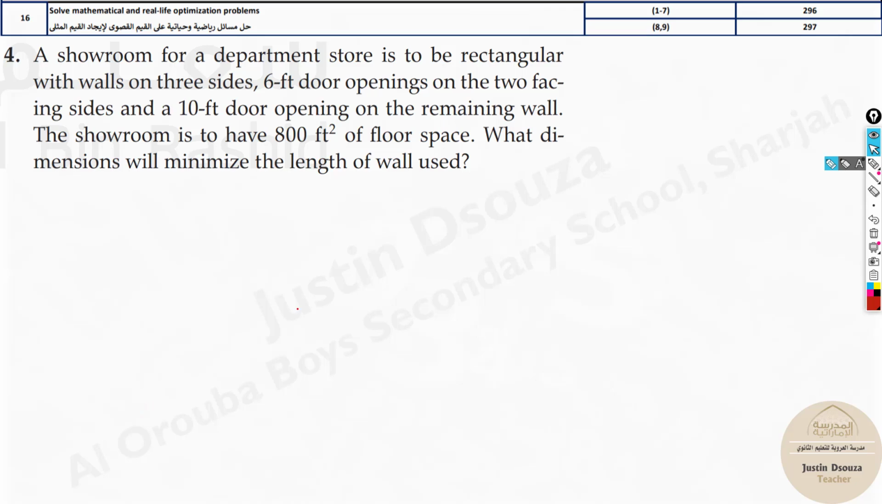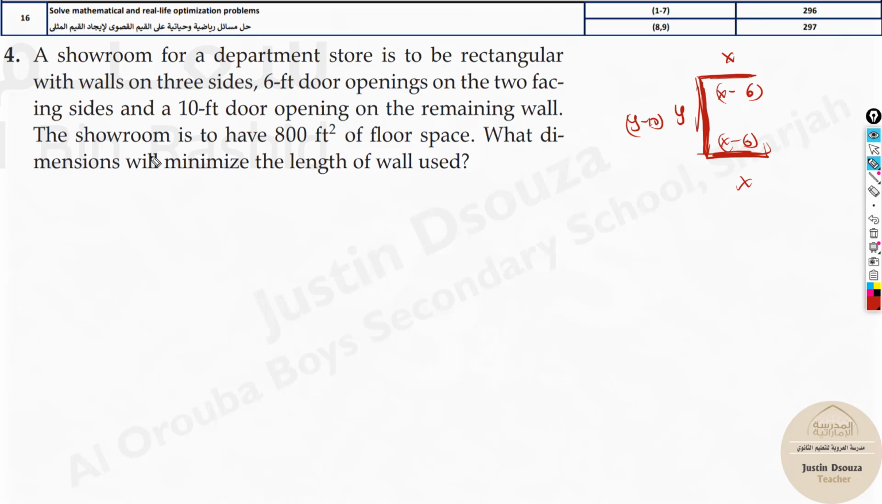Now, how do you solve this is, first let's draw a simple diagram here. It's an open showroom, right? There's an opening. It's kind of like this, okay? Just imagine this is the opening. Obviously, it'll be much bigger, but just understand these are the walls. Now, in these walls, if you consider this to be X, and this is also X, then this is Y. There is a 6 feet door opening, so you need to remove that. So it'll be X minus 6 feet over here. Same thing over here, x minus 6 feet, and over here it will be y minus 10 feet.